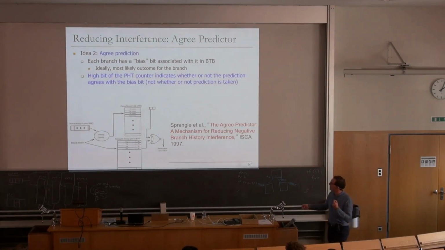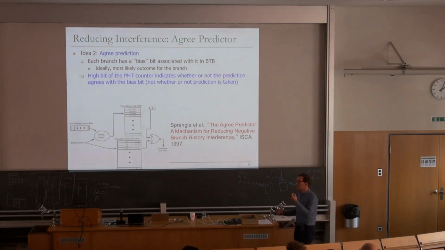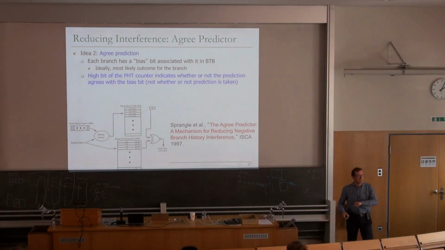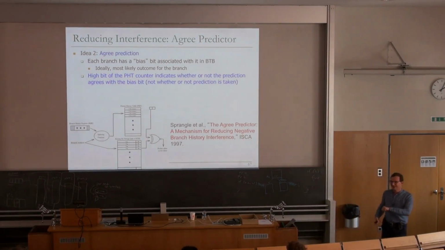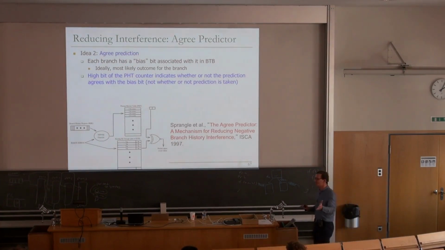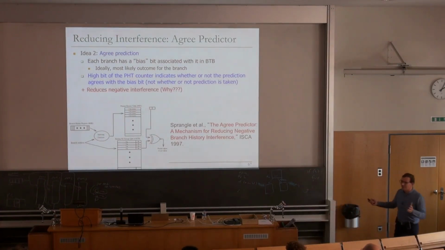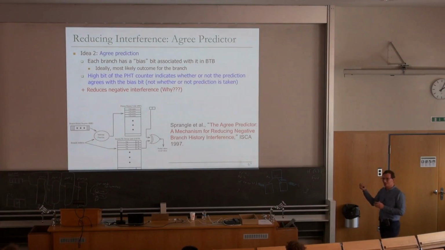Remember, previously we were encoding whether the prediction is taken or not taken. At that history, should we predict taken or not taken? That was what we were doing. Now we've eliminated that. We say, at that history, do we agree with the bias bit or disagree with the bias bit? That's the prediction: do we agree or disagree with the bias bit for this branch? And this reduces negative interference for the reason that I'm going to show you.